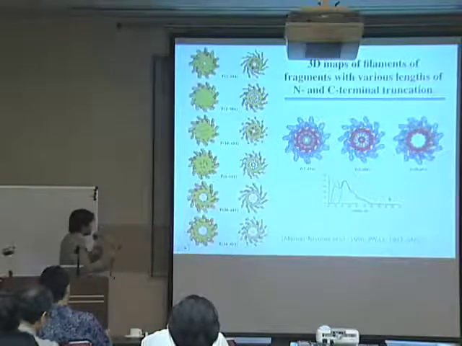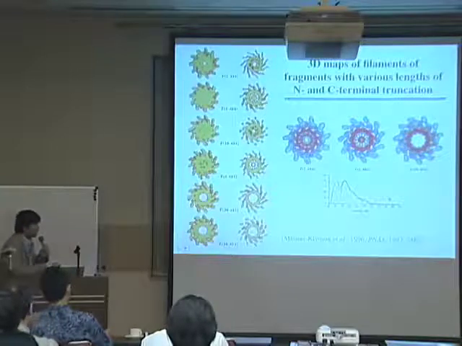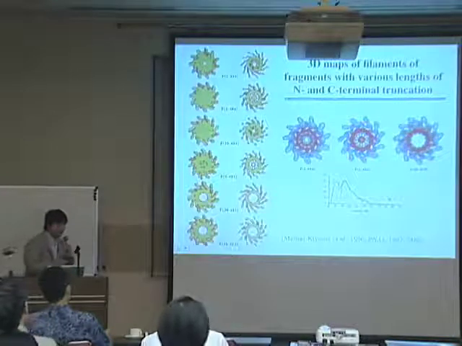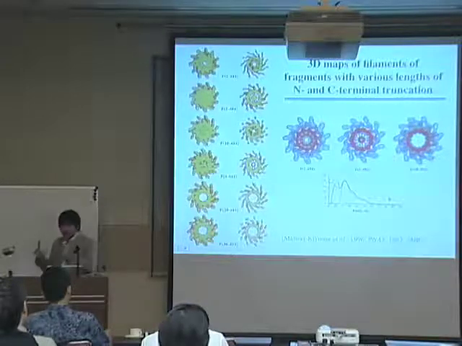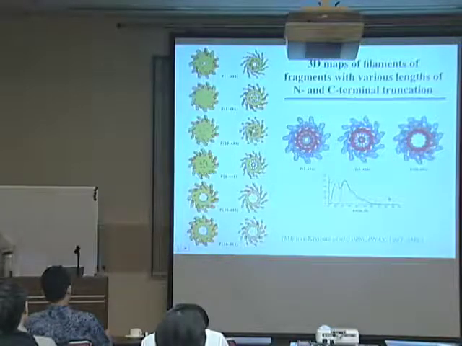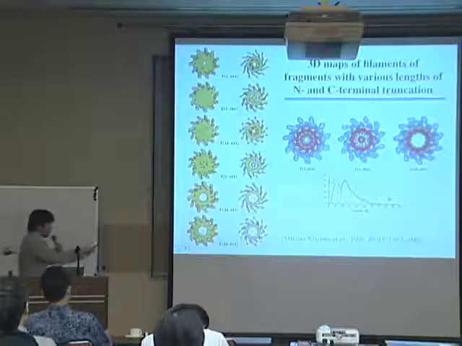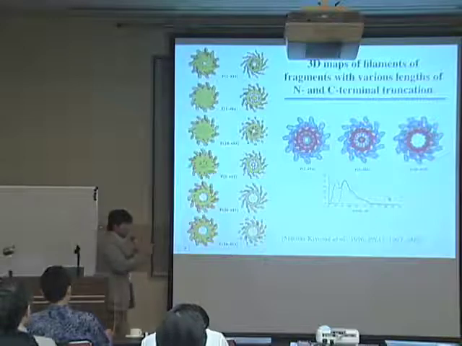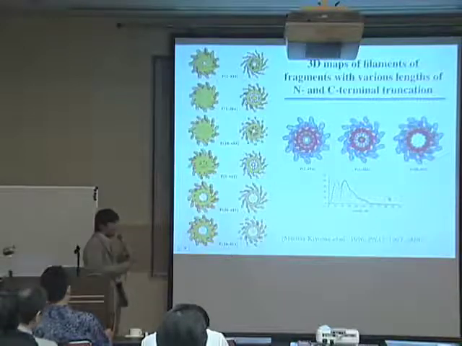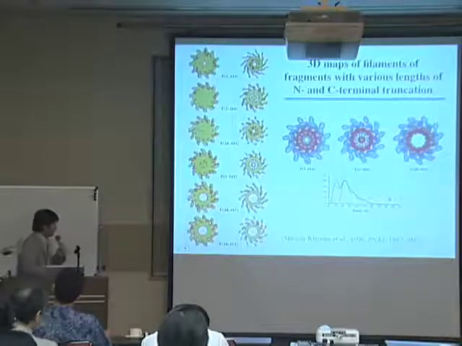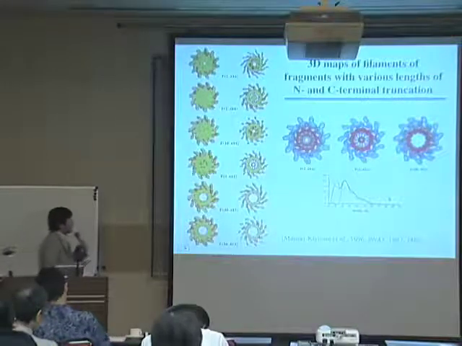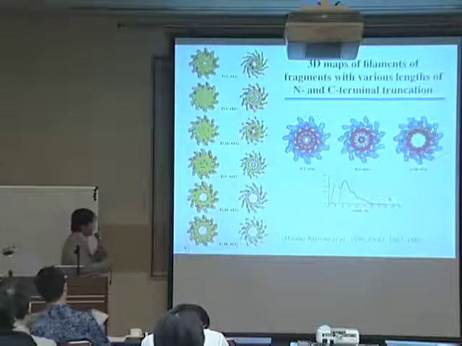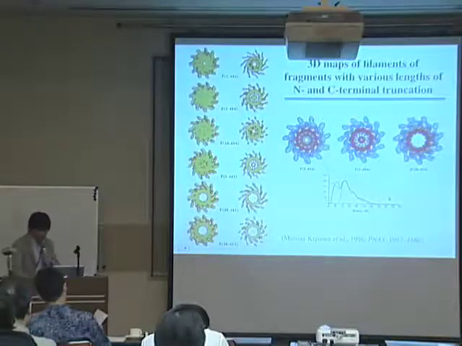So the important point is this outer region. The N and C terminal region is not required to determine the L and R type conformation. So then, we chopped off the N and C terminal region a little larger. So that fragment cannot form the filament, and then we succeeded in crystallizing it.